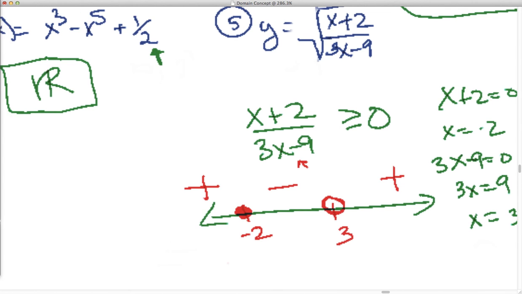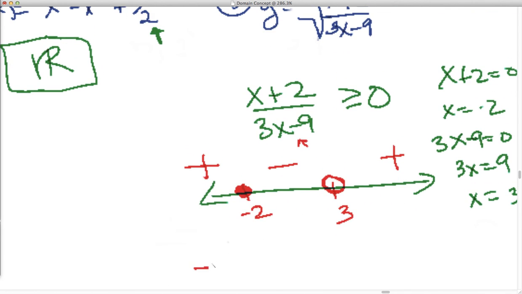And my final answer as a result would be -infinity to -2 union 3, that's a parenthesis, a curve, to infinity.